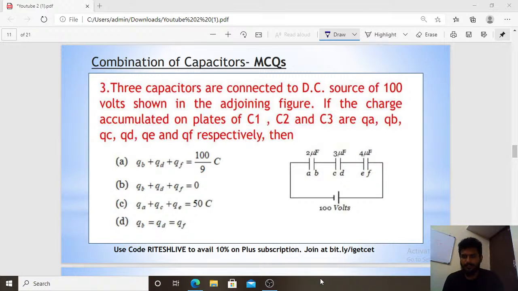Yashasvi, which is the right answer? Charges on each capacitor will be the same when they are in series. If this is Q net, the charges over Q1, Q2, Q3 will be the same. So which is the option? Option number D is the right answer. Alright? All are similar, all are the same here.